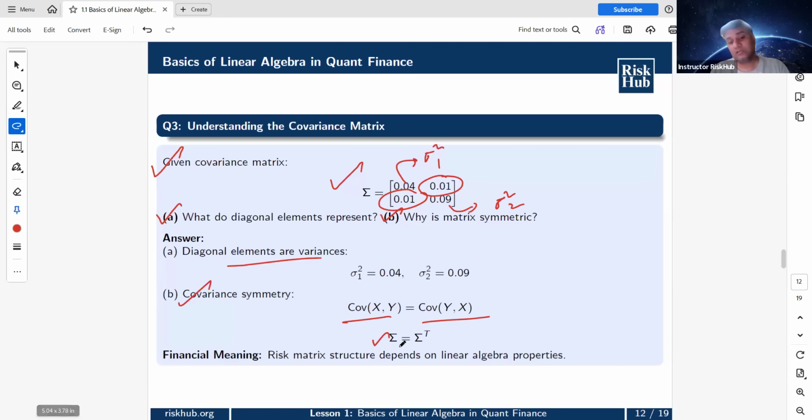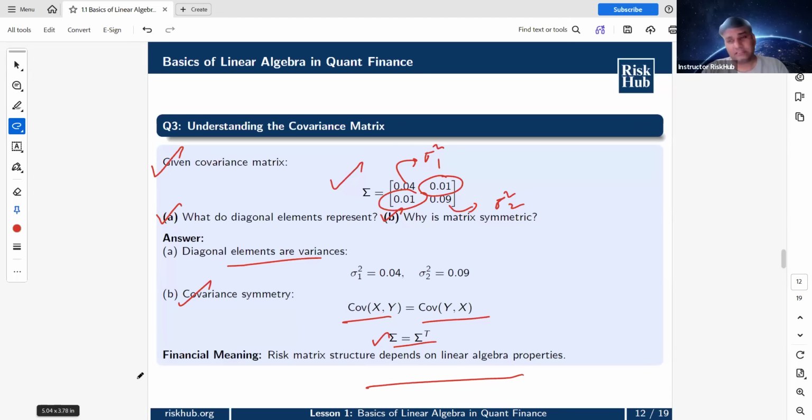Why we care about this property in quant finance is, please understand, symmetric matrices allow efficient optimization algorithms, eigenvalue decomposition, PCA, right? And stable numerical computation, which will come ahead, right? So without symmetry, many portfolio optimization methods would become unstable. Okay. So please remember very clearly.